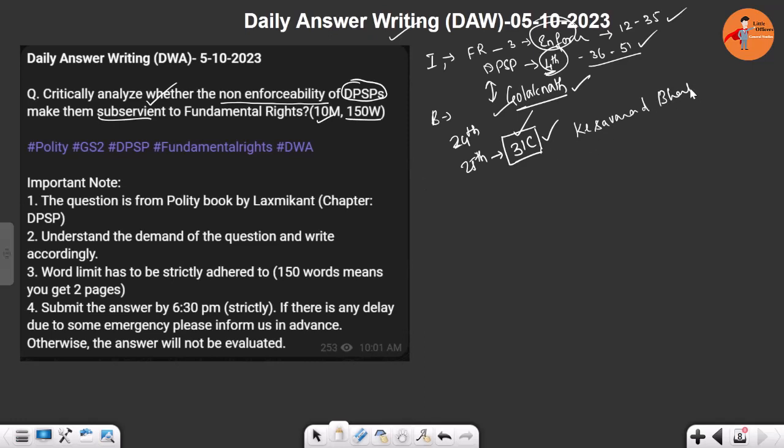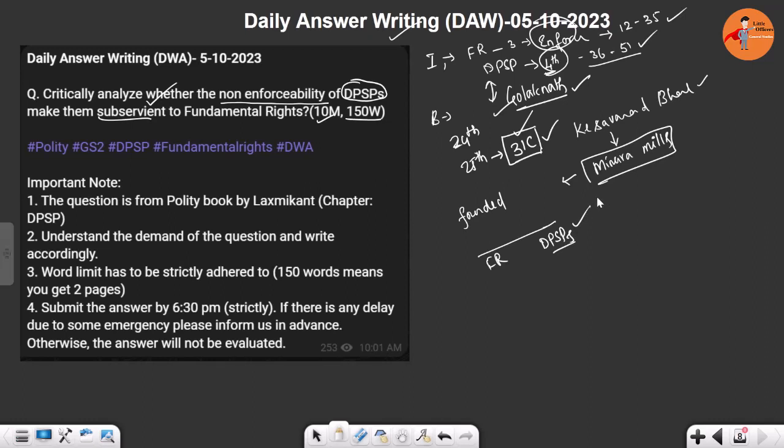So the Kesavananda Bharati case, this is what has been held. Then later in the Minerva Mills case, which is a very important one, the Supreme Court itself held that the constitution is founded on the bedrock of both fundamental rights and DPSPs. Both are essential. None is superior, none is inferior. That is the judgment in the Minerva Mills case. Later it has been upheld again in the LIC case and many other cases.